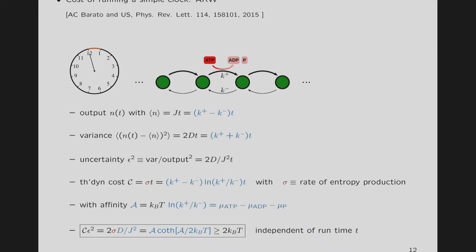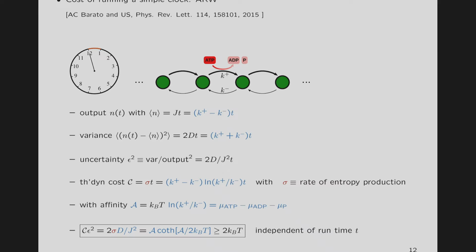And for instance, if you want that after 1 minute you have made 60 steps, this will happen on average. But sometimes after 1 minute you will have 58 or 62 because this is at finite temperature. There is a variance or a diffusion or dispersion to it. And of course you all know how to calculate this. And with these quantities we can define or identify an uncertainty, which is this variance divided by this output squared, or the mean.